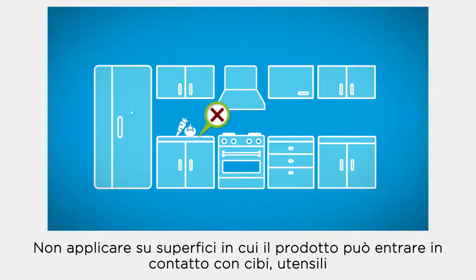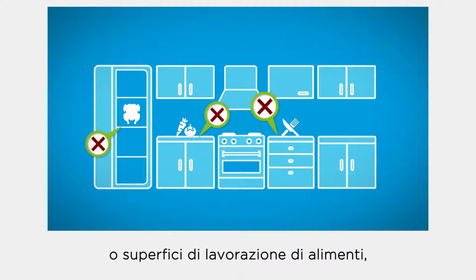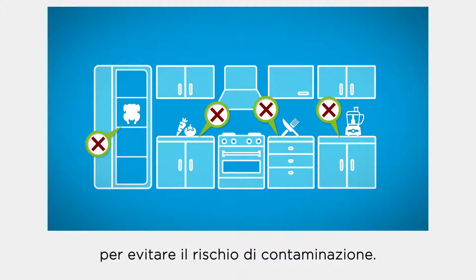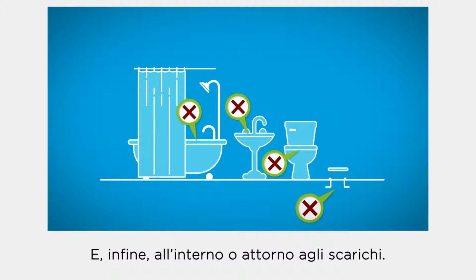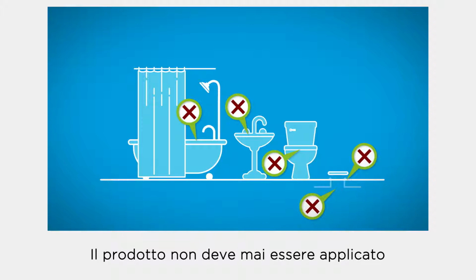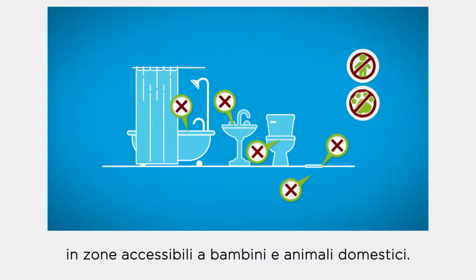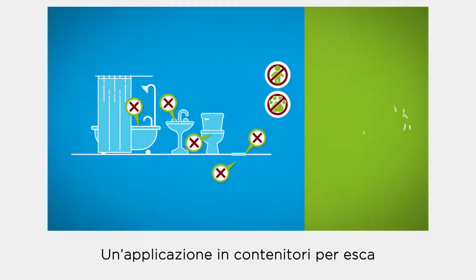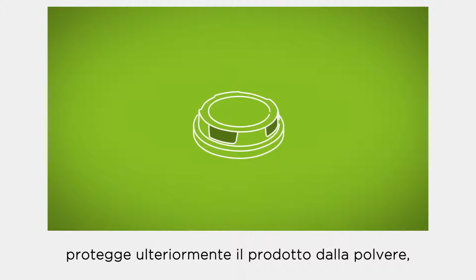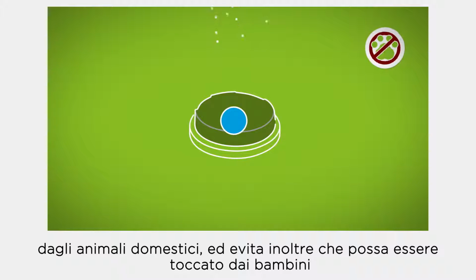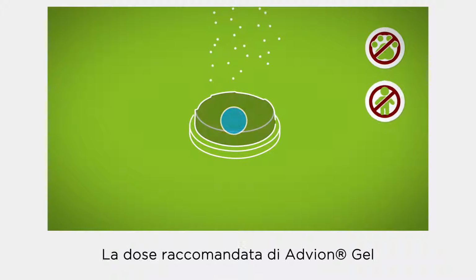Do not apply to areas where food, utensils, or food processing surfaces come into contact with or can be contaminated by the product. Or in areas that are frequently cleaned, as this will remove the gel bait. And finally, in and around drains. The product should never be applied within the reach of children and pets. An application in commercial bait stations protects the product further from dust, pets, but also if touched by children.